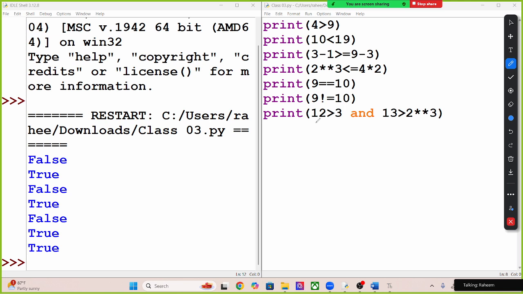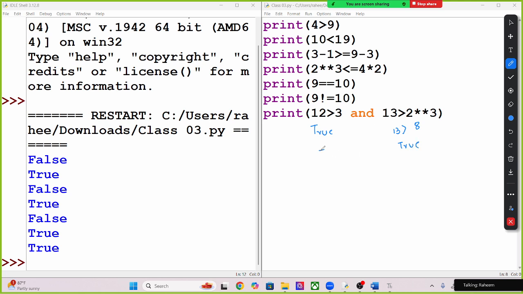The last one: now you tell me, is 12 greater than 3? Yes, 12 is greater than 3. It's a comparison operator, so it prints true. Here we have a comparison operator and also an arithmetic operation. First we do the arithmetic operation: 2 to the power 3, how much? It is 8. Is 3 greater than 8? No, then false.